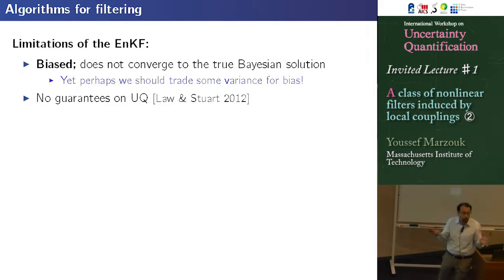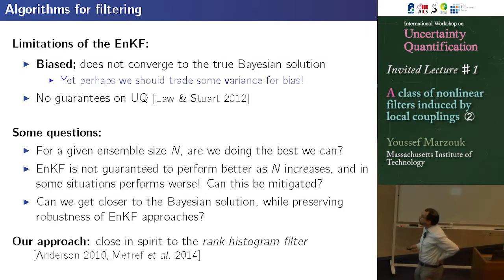Nonetheless, you have to respect what the EnKF is able to do. It's able to track the state reasonably well. People have used it in far, far larger scale applications, far more operational systems than anything like a particle filter. So we shouldn't throw it out. We should think about what some issues are, and what things we could make better. So some questions are: for a given ensemble size with an EnKF, are we doing the best that we can? Can we mitigate this issue that as I increase the number of particles, I may or may not necessarily do better? And maybe the larger question I want to ask is, could we actually get closer to the Bayesian solution while preserving some of the robustness of EnKF approaches?